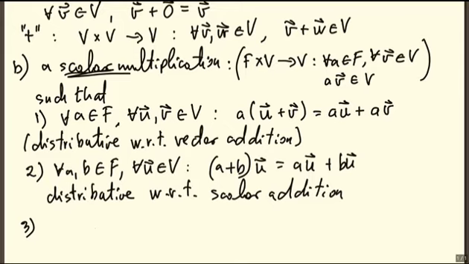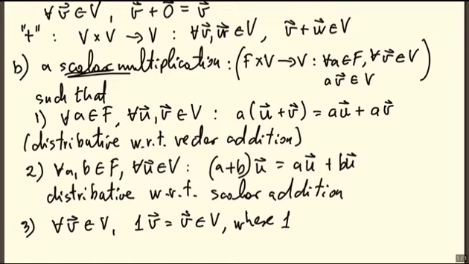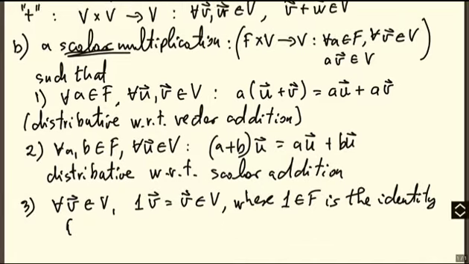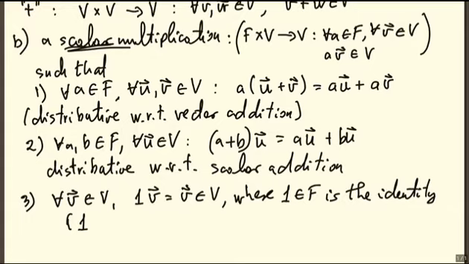Another property, for all v vectors from the vector space, 1 times v equals v, where the 1 is from the field F, is the identity element, which means that the definition of 1 is that 1 times a is a for all a in the field.